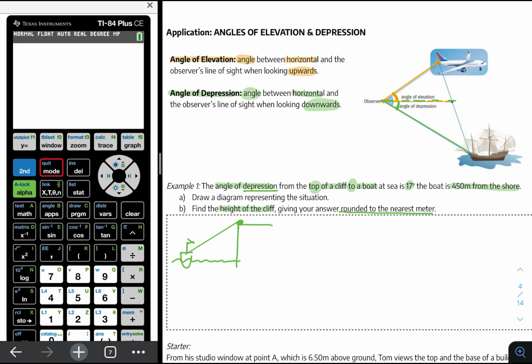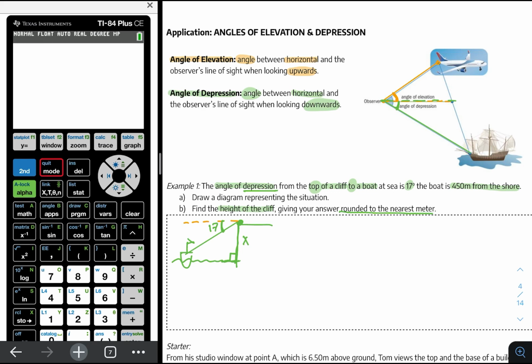So since we're looking down towards the boat, the angle of depression is not this angle here, which is a common mistake. When we're looking at angle of depression, remember, we need to start looking straight ahead, and the angle created by the horizontal and looking at our object is our angle of depression. So this is our 17 degrees. And we have a right angle that's created by the cliff joining the sea here. And we're asked to find the height of the cliff. So we're looking for this here.